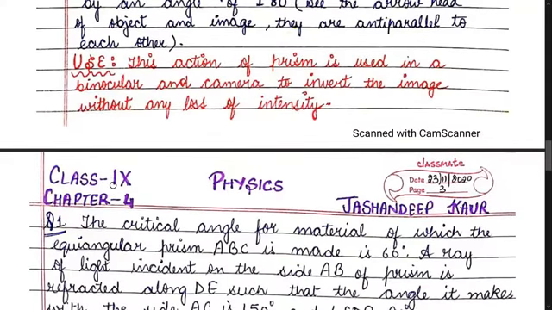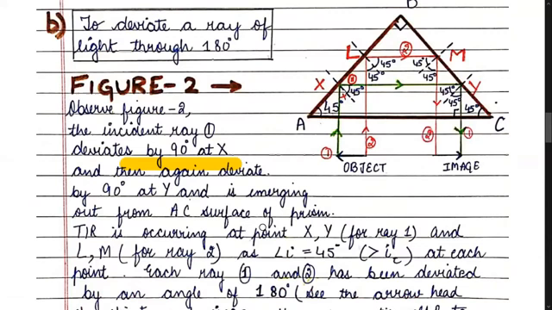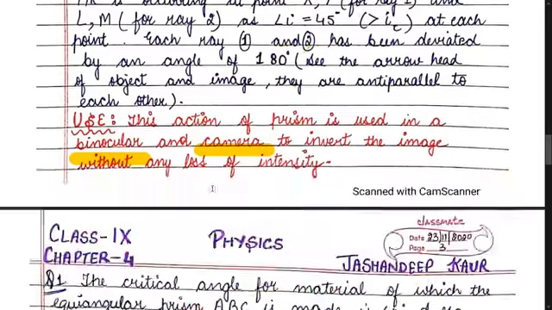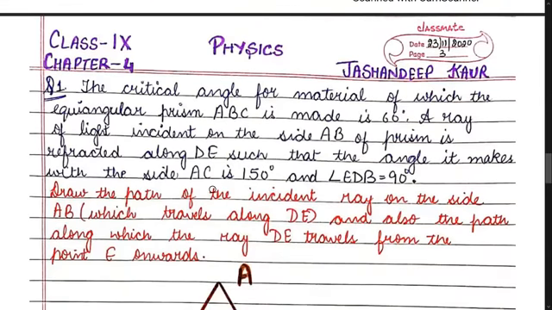Students, this action of the prism is used in binoculars and cameras to invert the image. If you want to make the image upside down, to invert the image without any loss of intensity or brightness, then we will use the prism in such a case, as shown in figure number 2. You can invert the image with respect to the object.